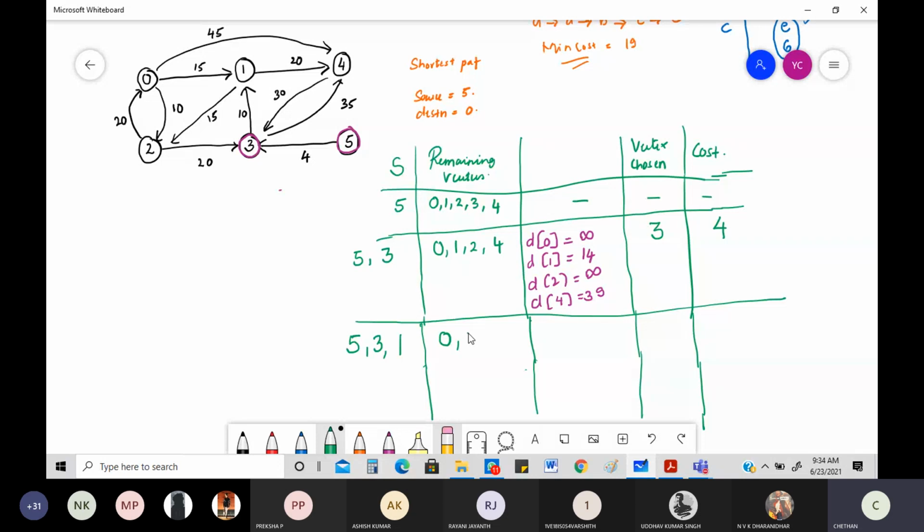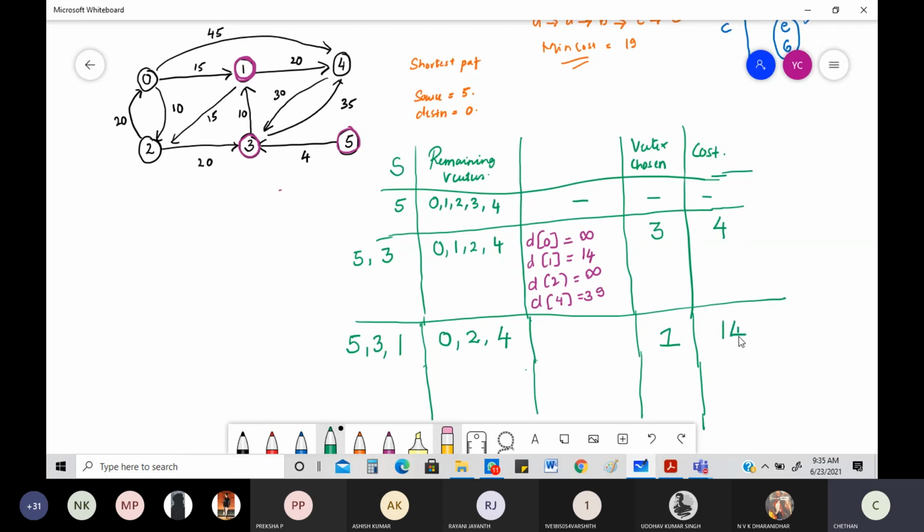Okay, I've gone for 1 also. Now, what is the node that was chosen? I can write that. The vertex that was chosen was equal to 1. Correct? Okay, what is the cost that you get? 4 plus 10. What is the cost that incurred? 14. Correct? No doubt in that.